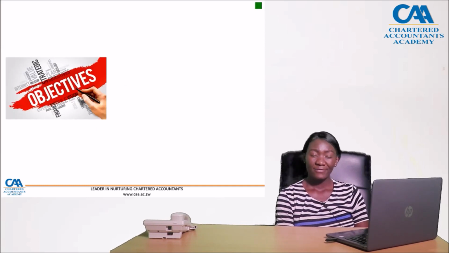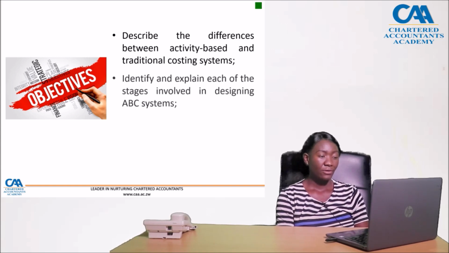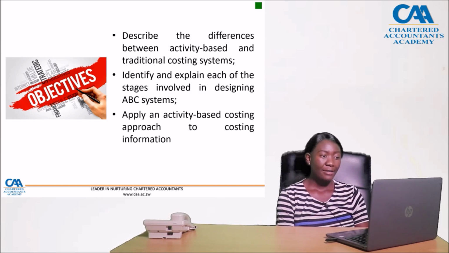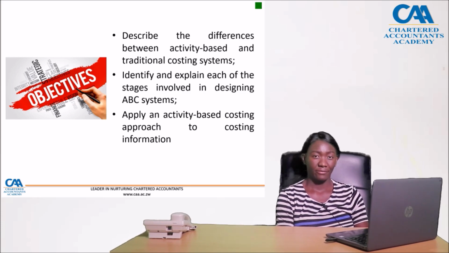So what are our specific learning objectives? We should be able to describe the differences between activity-based and traditional costing systems. We also need to identify and explain each of the stages involved in designing ABC systems, and to apply an activity-based costing approach to costing information. So these are our specific learning objectives. At the end of this lecture, you should be able to do all of the above.